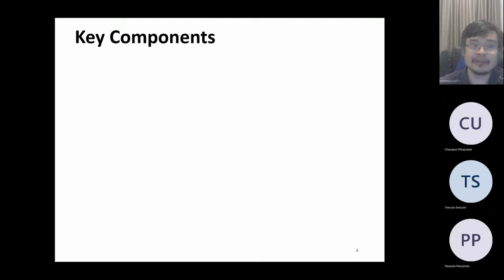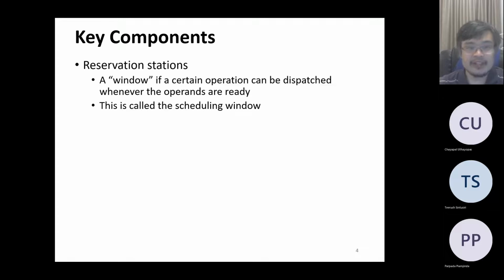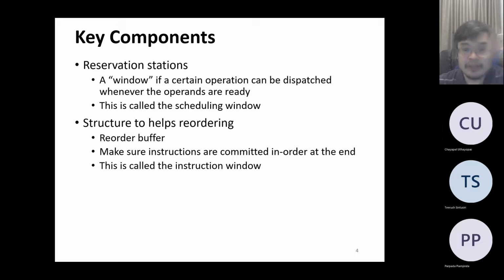And the key component is that you have the reservation station that acts like a window so that operations can be dispatched whenever they're ready, right? And then you have a structure to reorder all your assembly code that you finish back to the same order as the program, right? This is basically to support precise exception.